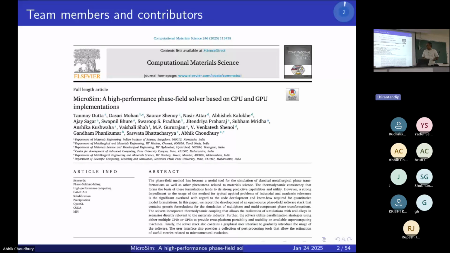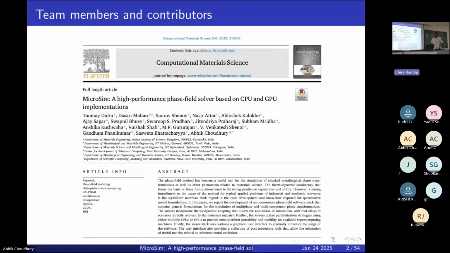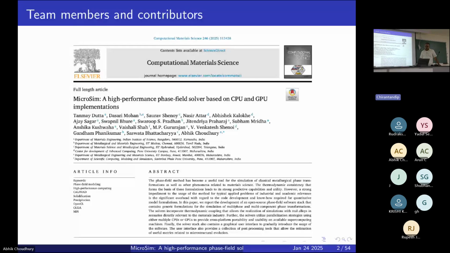So this is the publication that has come out of this work, where the students who have contributed to the application are also listed here. And as you can see, it's a large team. And we have also thanked the previous students who have contributed to this project. So the entire team would run into more than 40 people who have contributed. This paper was published just a few months back.